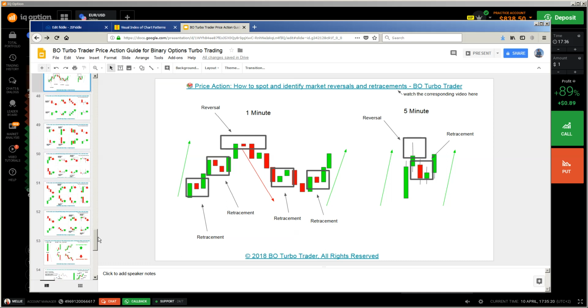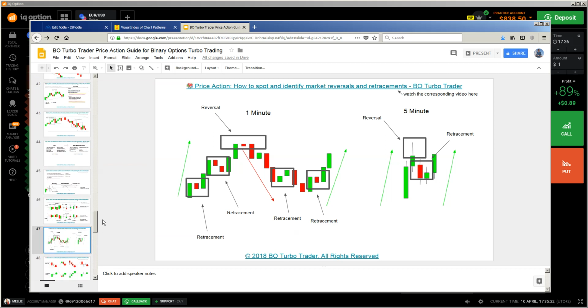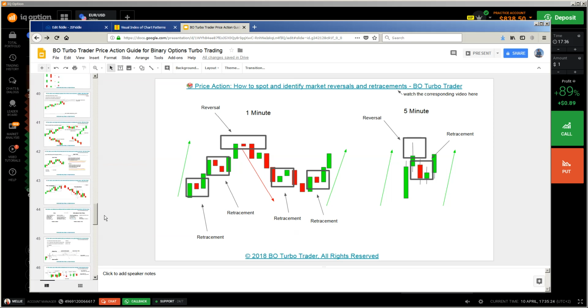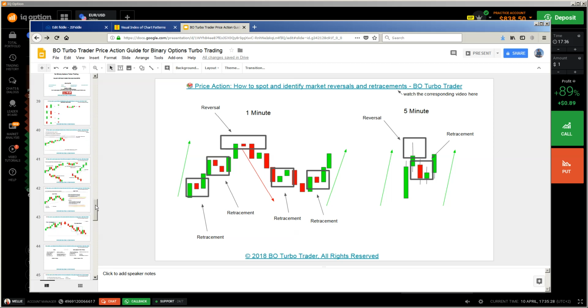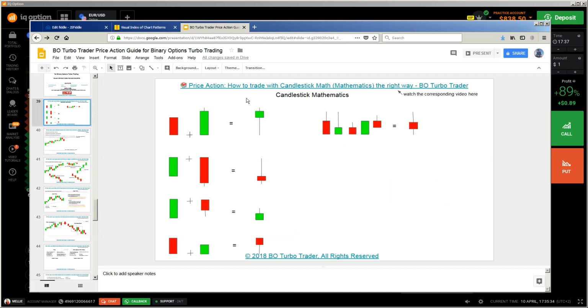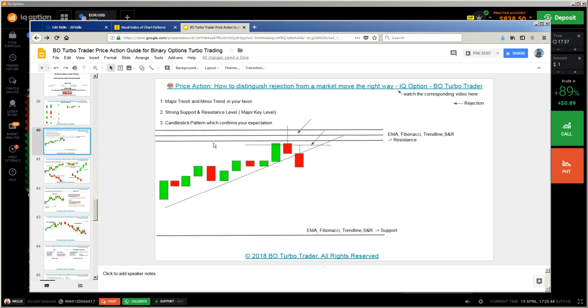So these trading setups which I have explained are based on, and need as basics, as fundamentals, those things which I have to explain to you again and again. That is, once, candlestick math. Watch this video about candlestick math, or how those candlesticks appear if you are adding those candlesticks together. Then watch this video about rejection, how to distinguish a rejection from the market movement.